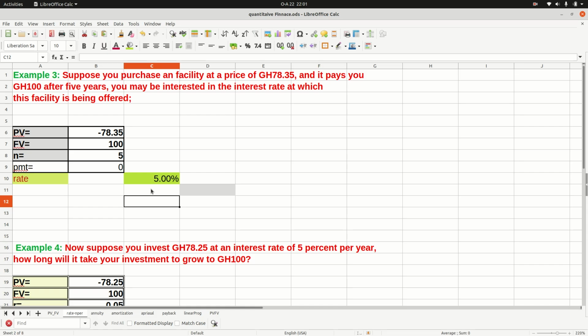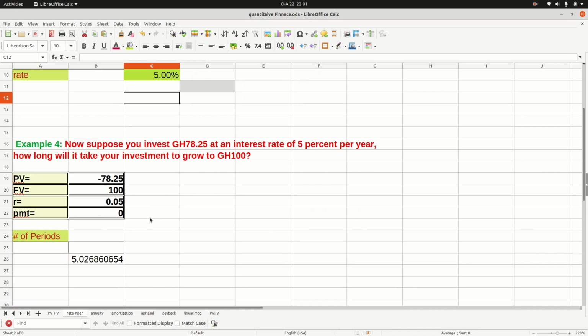Example 4, it says now suppose you invest 78.25. So we have the present value given at an interest rate of 5%. We have the interest rate given. Either you use 0.05, I prefer 5% in Excel. Excel understands it. And it says how long would it take for your investment to grow to 100 Ghana? You realize that the future value is given as 100 Ghana. So we are looking for the number of periods. That is the only missing term.